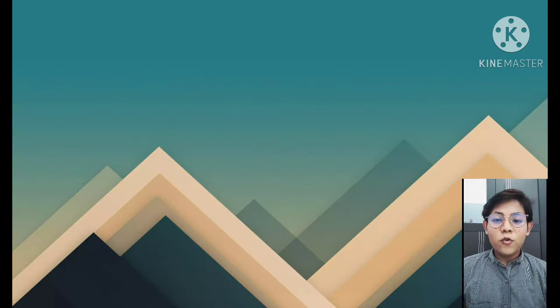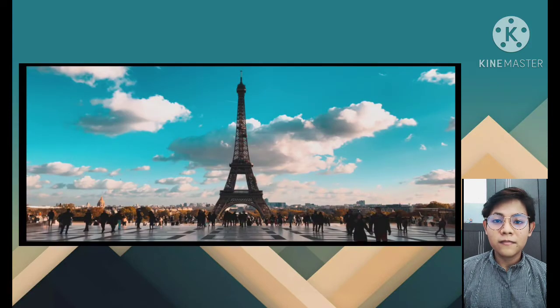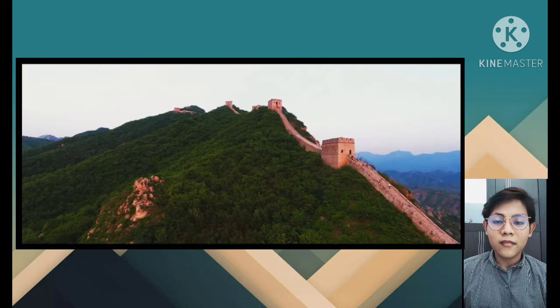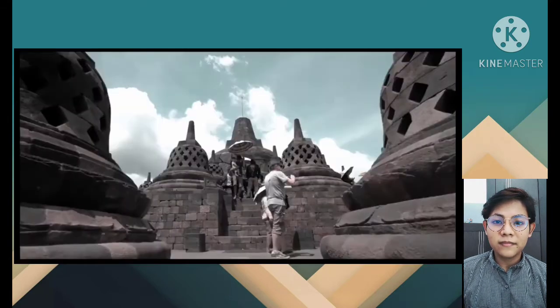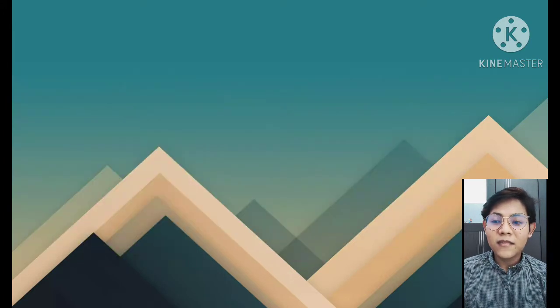Okay, I want you to pay close attention to some pictures that I will show you, and I'm going to ask what you are thinking about those pictures. Here is the first picture, and then the next picture, and then the last picture. So what are you thinking? Yes, correct. Those are some famous places in the world.